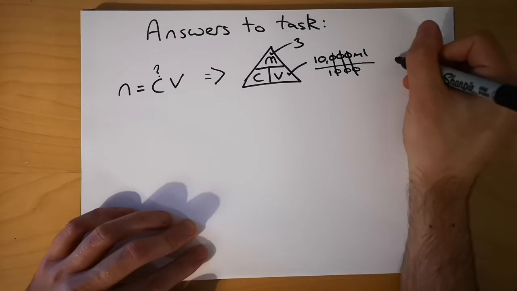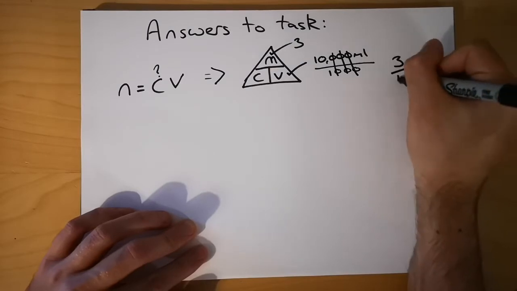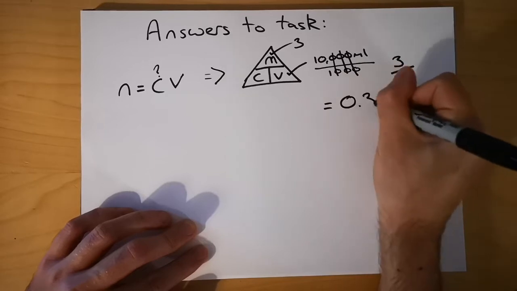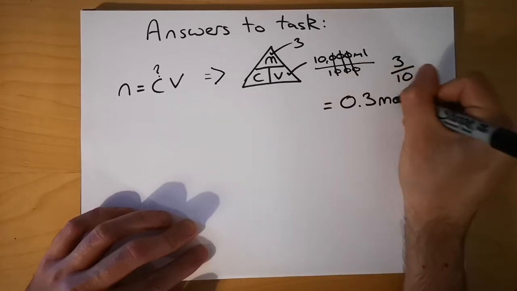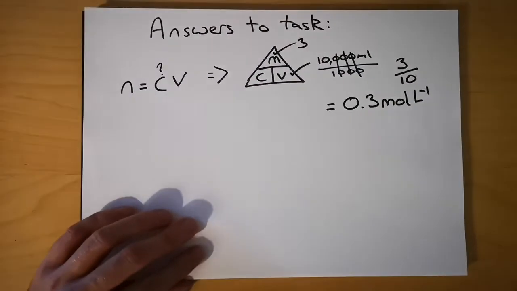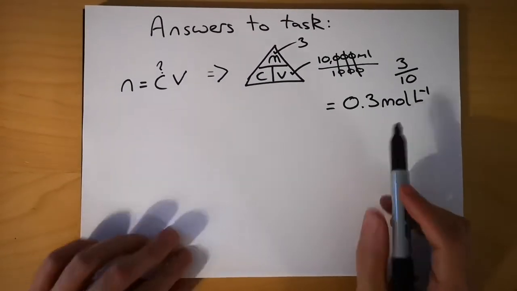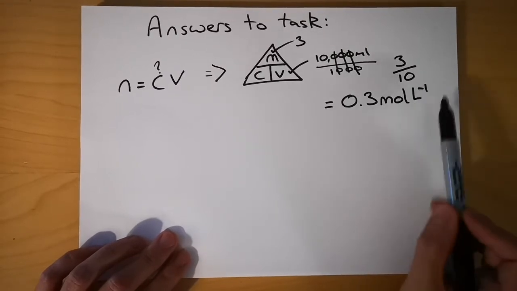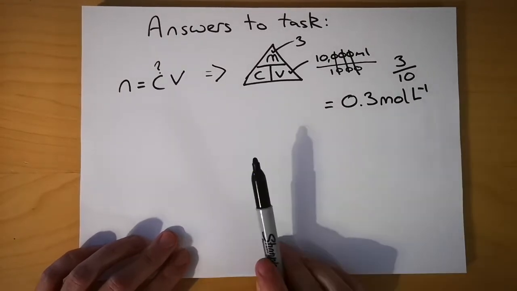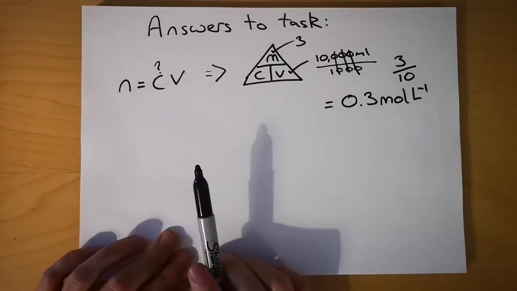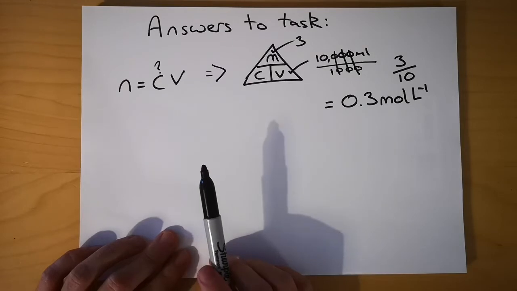And so what I've got is 3 divided by 10 equals 0.3 moles per litre. And remember, you can have that unit as a dash, but not both. So it's either -1 or a dash, but not both. So that was the answer to question 1, and that's how you did that one.